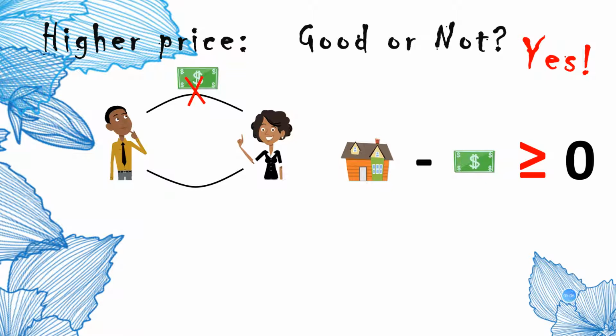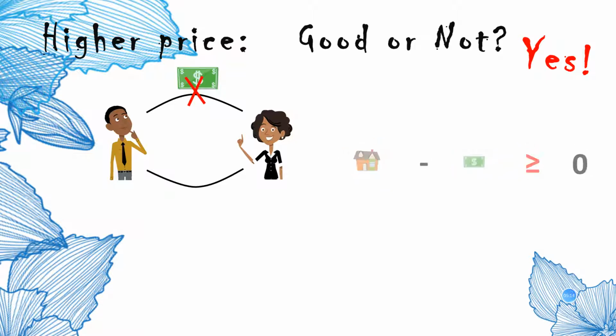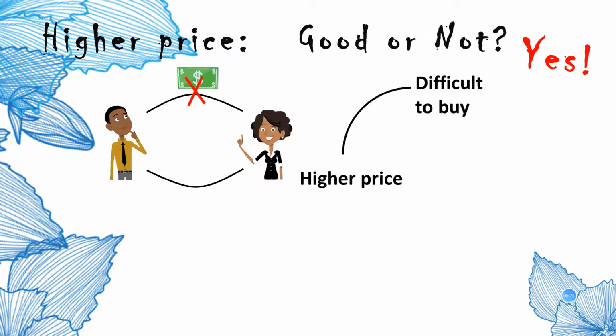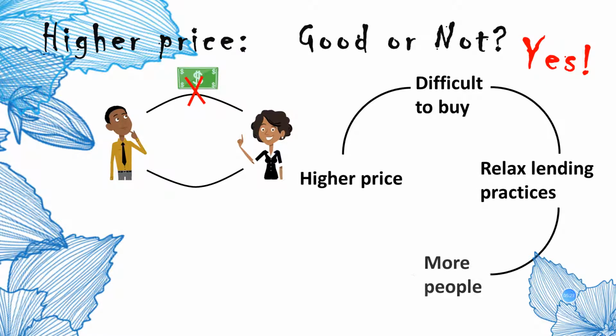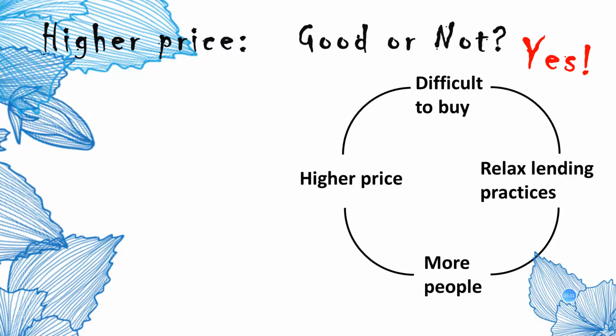However, the mortgage lenders want to make bigger profits. In order to achieve that, they need to guarantee more mortgages. But the higher house price made it more difficult for people to buy a house. So the mortgage lenders relaxed their lending practices even more, so that more people could buy a house. And how did they do that?